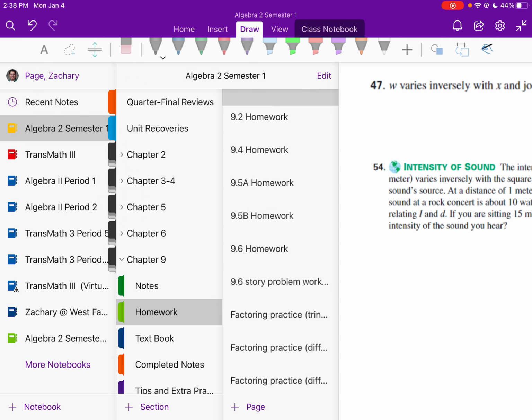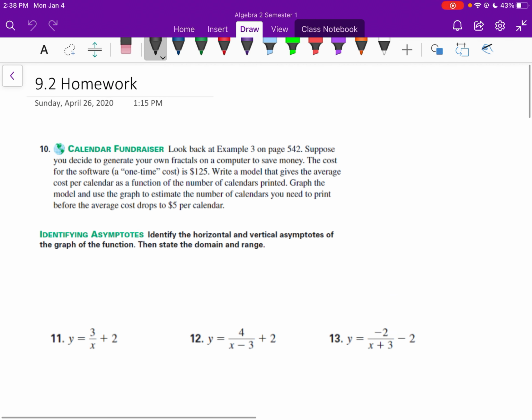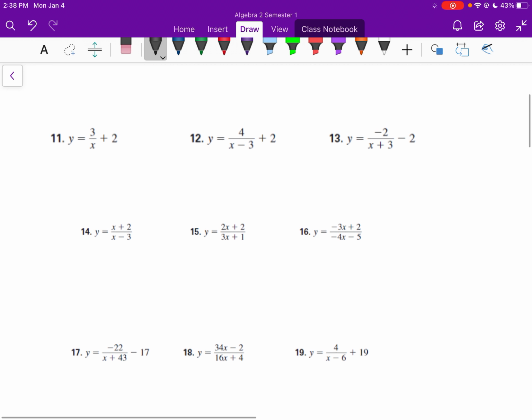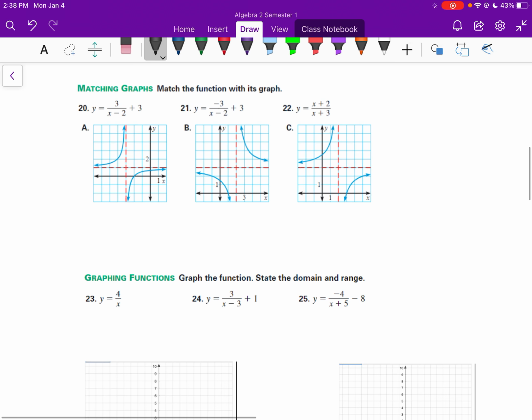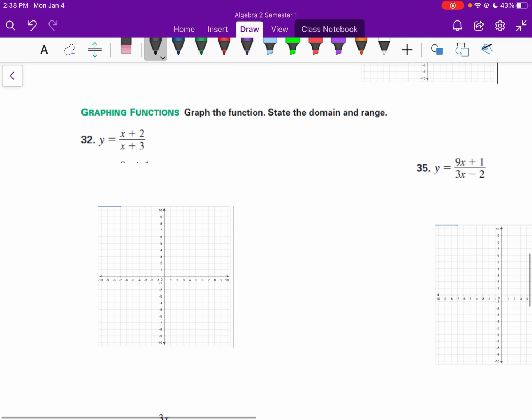All right, so that is 9.2. Your homework is 9.2 homework. Okay, go ahead, you can skip that problem, but identify your vertical and horizontal asymptotes, match the function, okay, and then actually graph a few of them there in both forms.